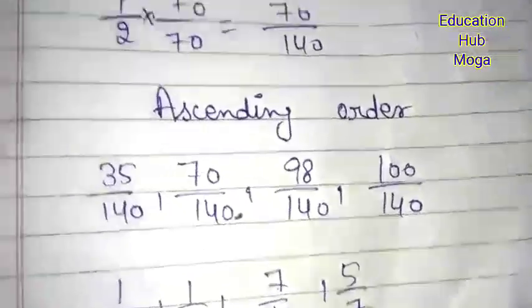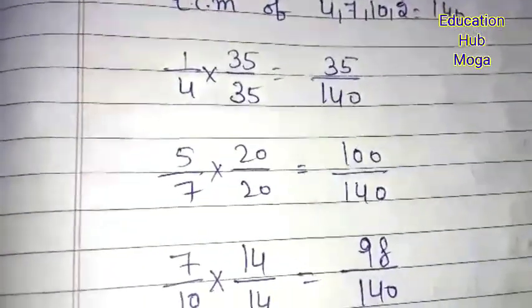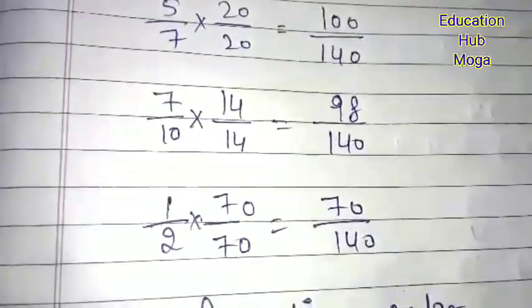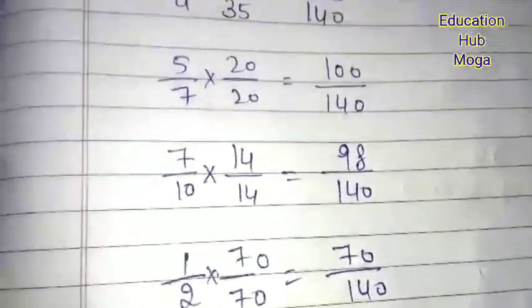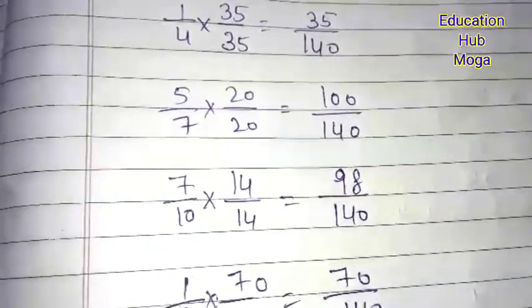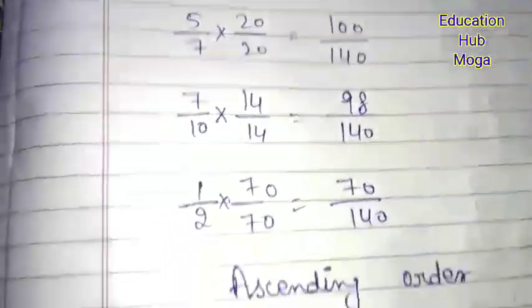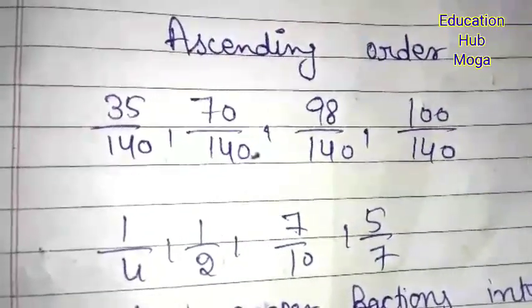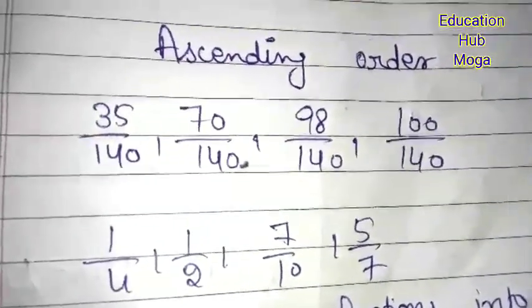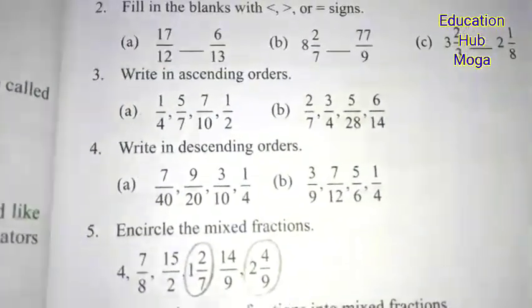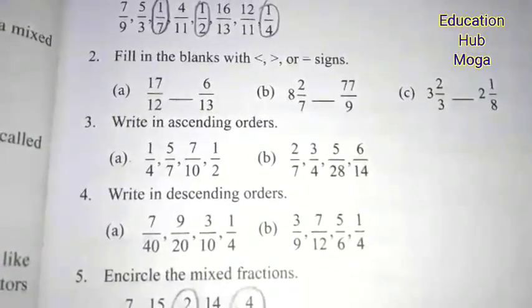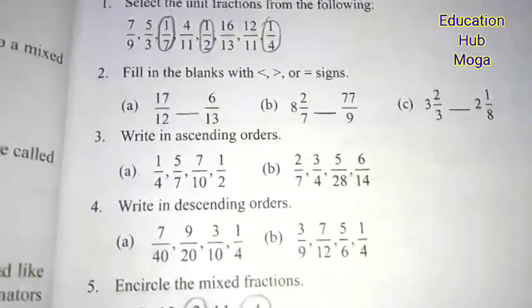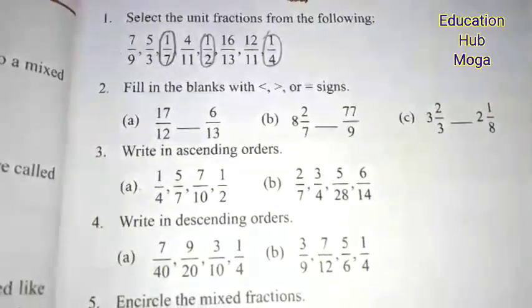In the simplest terms, 35 by 140 is 1 by 4, 70 by 140 is 1 by 2, 98 by 140 is 7 by 10, and 100 by 140 is 5 by 7. So your ascending order is 1 by 4, 1 by 2, 7 by 10, 5 by 7. With the same method, write the complete sum in descending order. Do it yourself, the same as this sum which I did in ascending order.